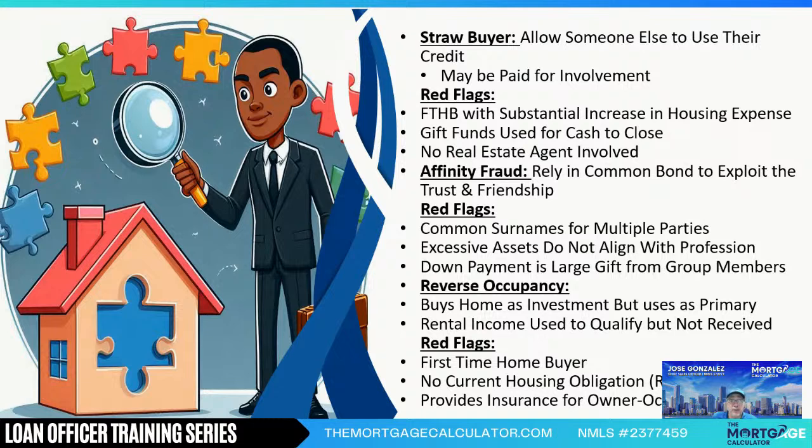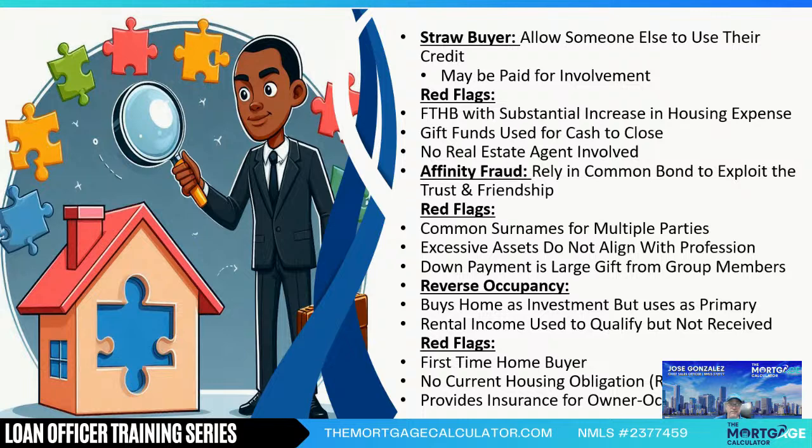Another red flag for affinity fraud is excessive assets that do not align with the profession of the borrower. Right? You've got $200,000 in the bank, and you work in a job making $25,000 a year. That may raise a red flag. And a big red flag would be that the down payment is a large gift from the group members, to make sure this is not something being bought as a group investment but not being disclosed that way. And the last one that I wanted to cover here is reverse occupancy.